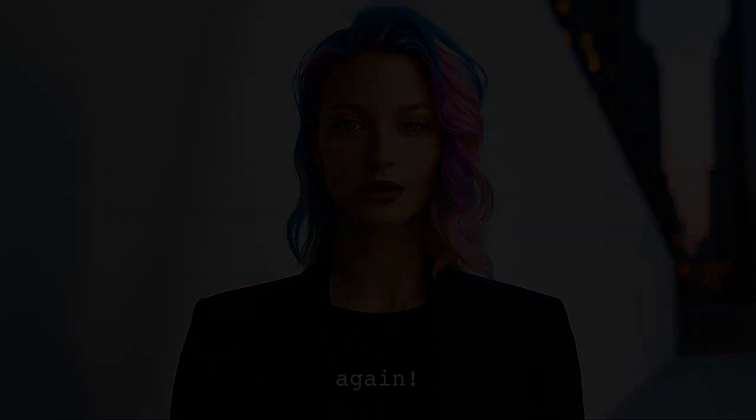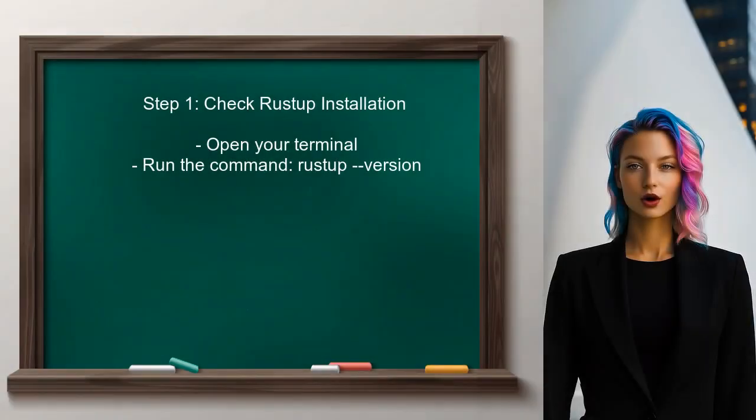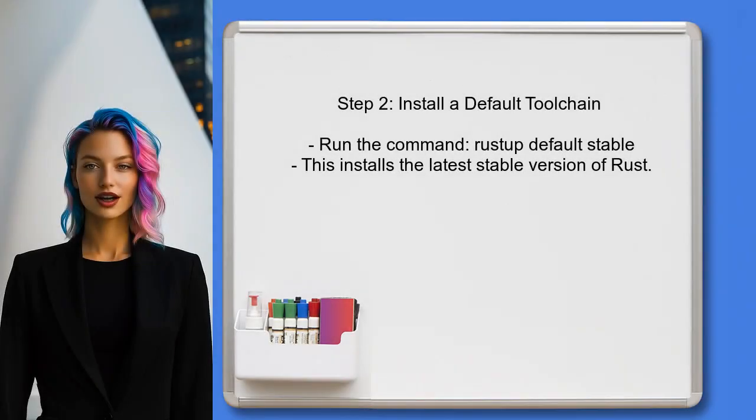To resolve the issue of no default toolchain configured, the user should first check if Rustup is installed correctly. This can be done by running a simple command in the terminal. If Rustup is installed, the next step for the user is to install a default toolchain. This is essential for running Rust commands like cargo and rustc.